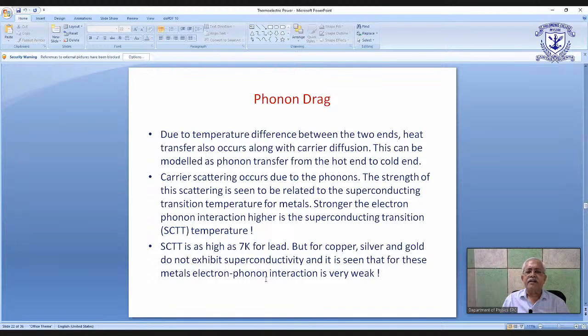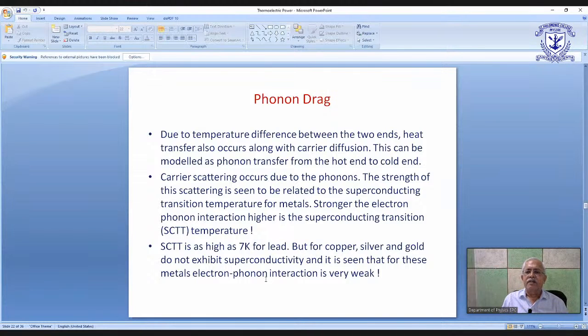Carriers scatter by interaction with the phonons, and because of this carrier scattering of electrons by phonons, and the phonons drifting along from hot end to the cold end, a certain drift velocity is contributed to the conduction electrons or the carriers because of the phonon drift. This phenomenon is what is called phonon drag. That is a drag force acting on the free carriers due to the phonon diffusion.